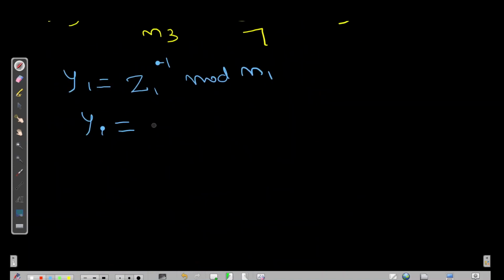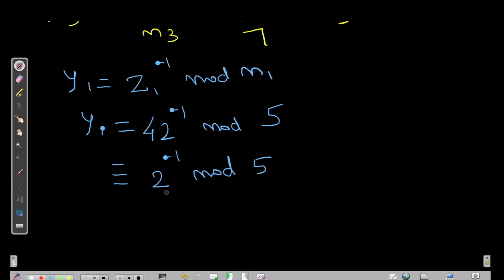So now Z1 is 42 inverse mod M1, which is 5. First, bring the value within the residue of 5. So 42 mod 5 is 2. So 42 inverse is congruent to 2 inverse mod 5. Now I have to find the inverse of 2 in mod 5.